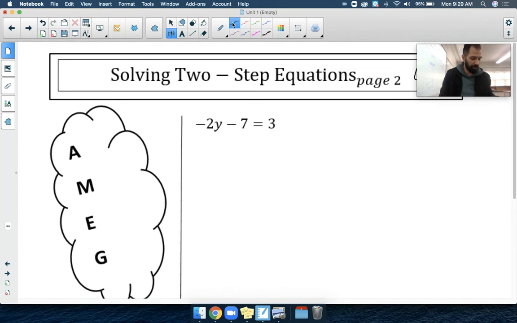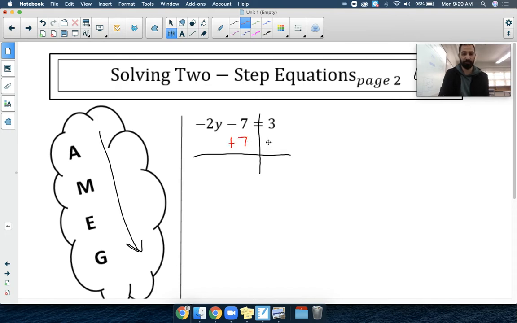Number 1 here on this page. Remember, we are thinking PEMDAS, but backwards. Start with addition and subtraction, then multiplication and division, exponents, and groupings. So if we start with addition and subtraction here, our first one is subtraction. We need to do the opposite of -7. Opposite of -7 is +7. And we're going to do that to both sides of the equation. Okay? Left with -2y after we cancel out those.